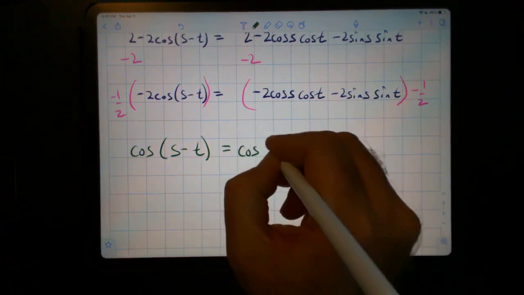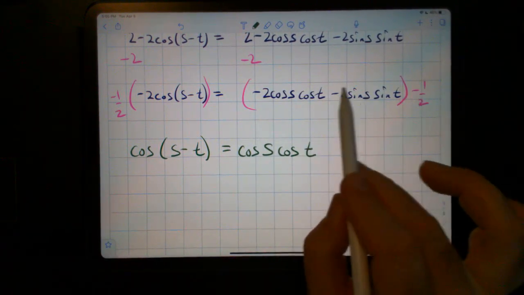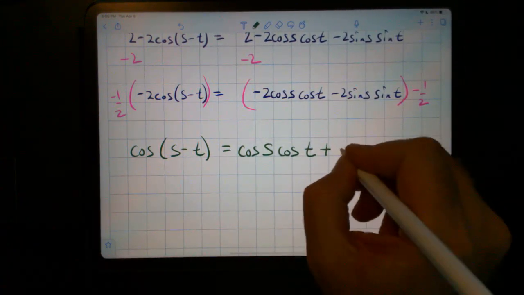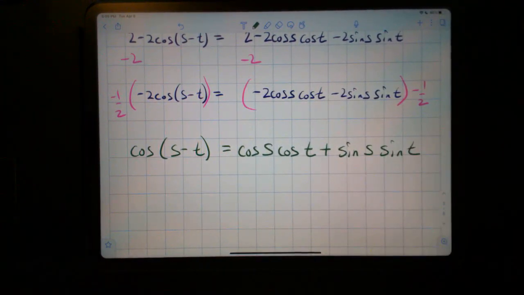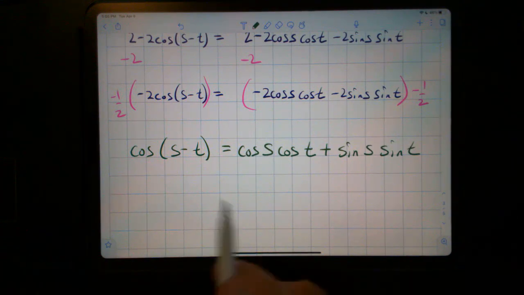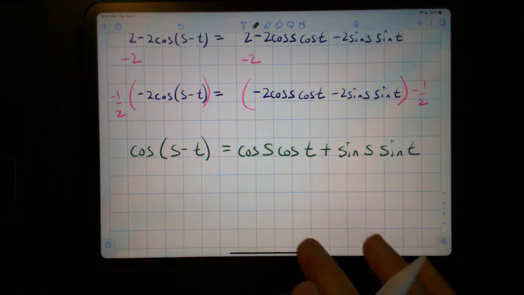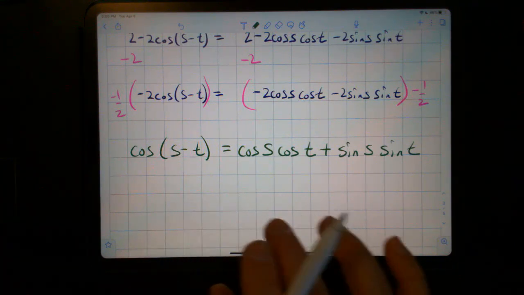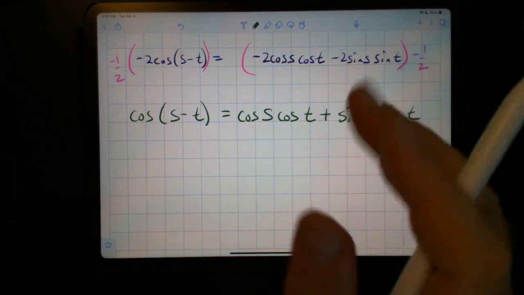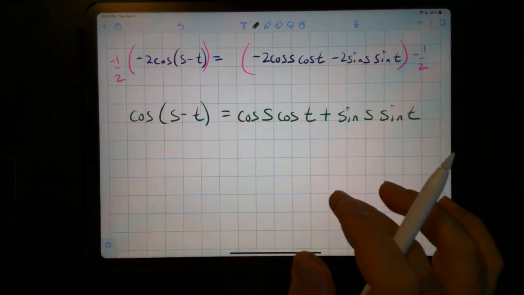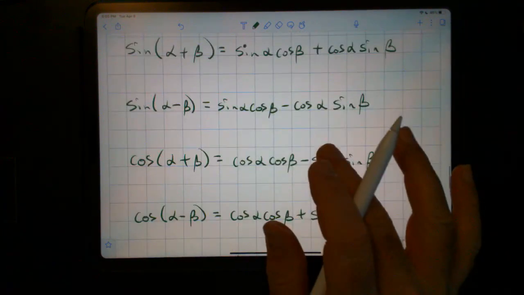So we have cosine of the first angle times cosine of the second angle. And then a negative times negative is a positive. So we have plus sine of the first angle times sine of the second angle. This is your sum and difference formulas. This one is a difference one. Okay. And then they do similar steps to come up with the other proofs, but I've summed them up here.